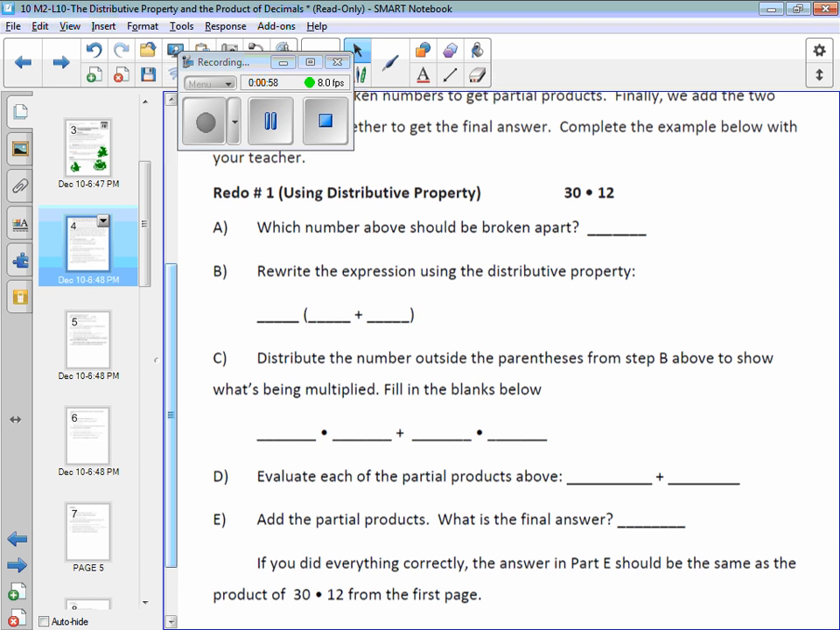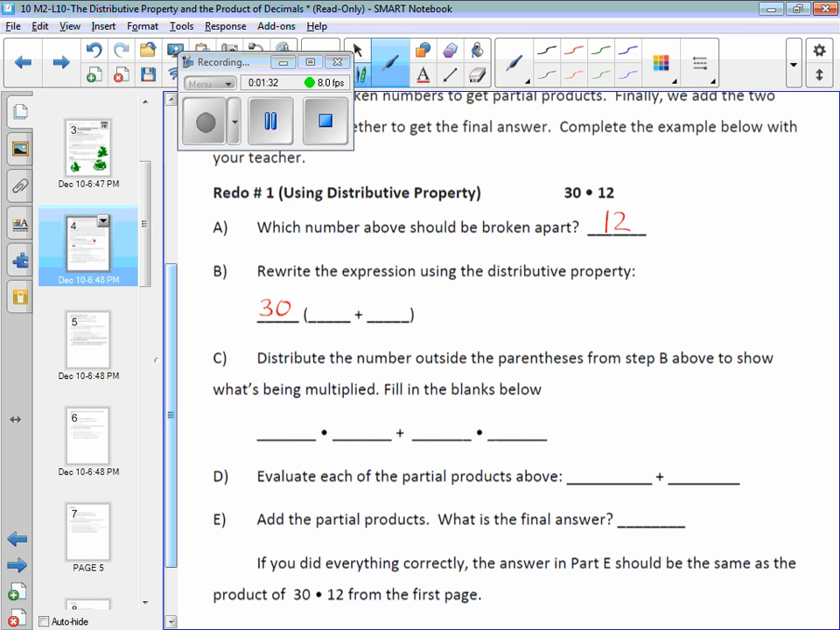Out of these two numbers, I'm going to tell you this. We like to keep single digits as single digits, and we like numbers that end in zeros. So which of these two numbers does not end in a zero? 12, right? So that's the number we're going to break up. So we're going to write down 12. And watch how we do this. This 30 that did not get broken up gets written outside the set of parentheses. So you're going to put your 30 outside the parentheses, and we're going to break up 12.